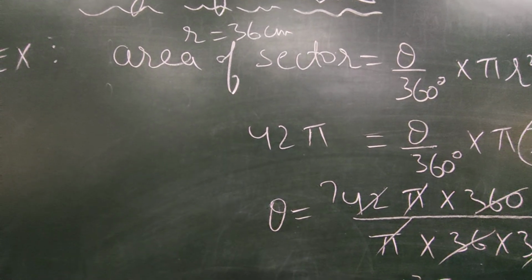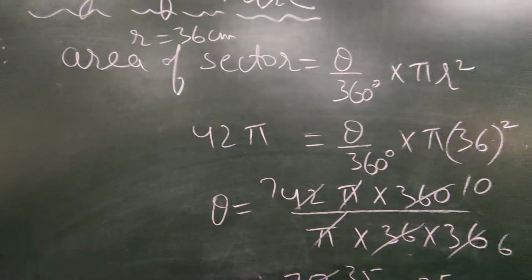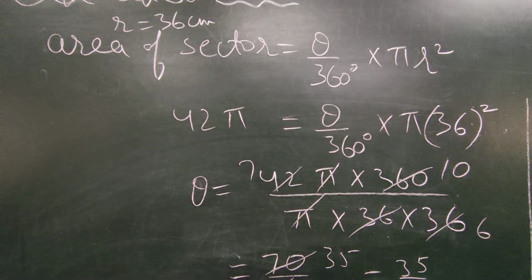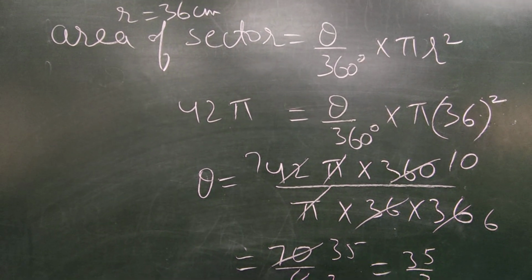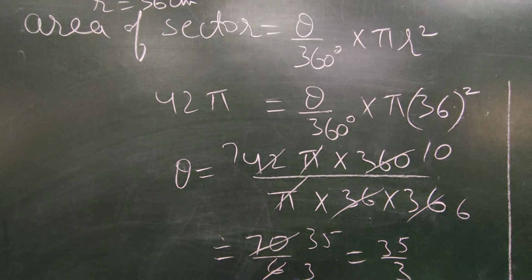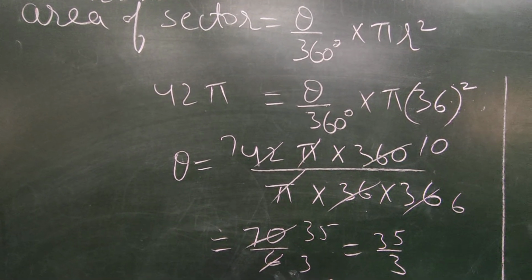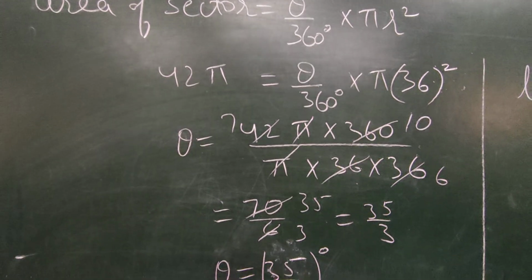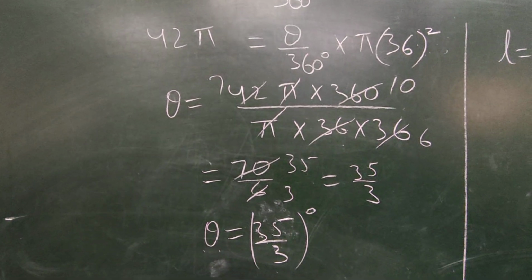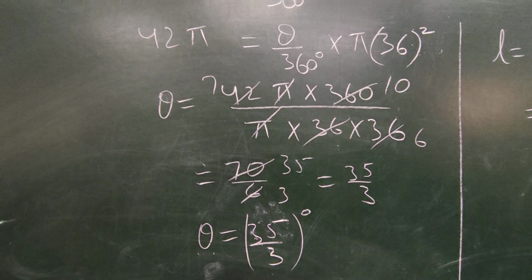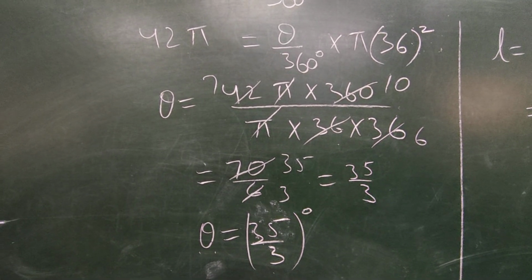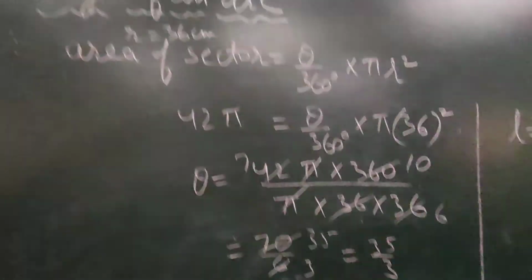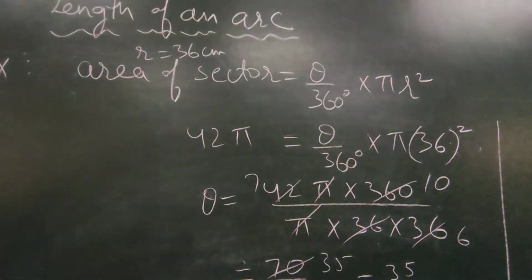Now we will apply the formula of area of sector, which is theta by 360 into pi r square. Now area of sector is 42 pi and theta is not given to us. We have to find the theta first. So putting the value of R here, after simplification we get the value of theta as 35 upon 3 degrees.